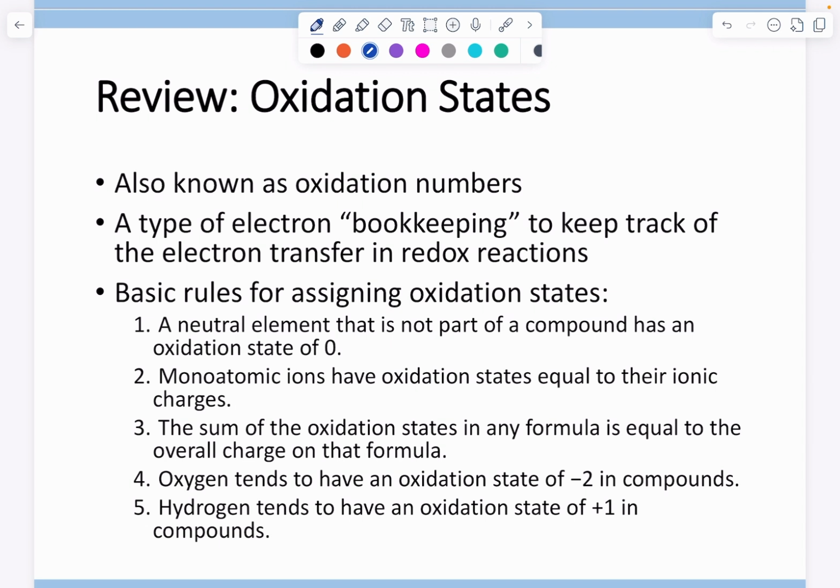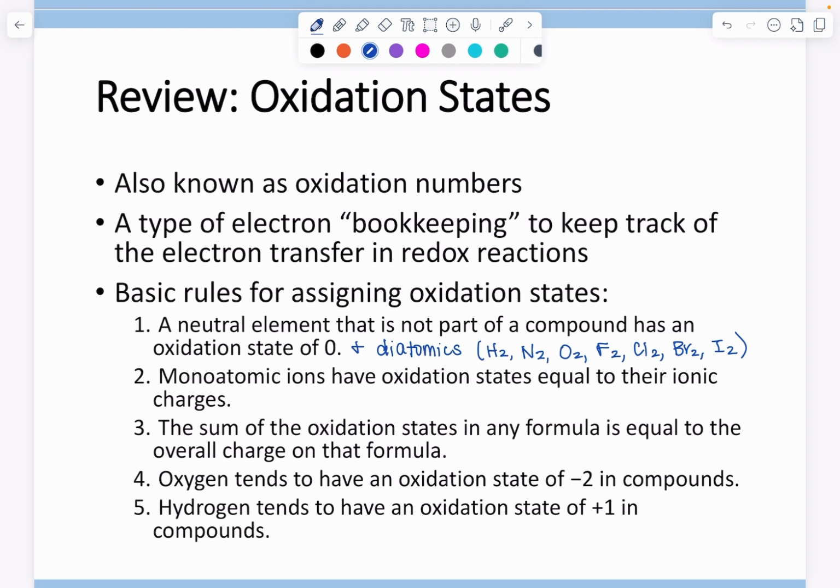So these are our rules. A neutral element that's not part of a compound has an oxidation state of 0. This also includes diatomics, like hydrogen, nitrogen, oxygen, fluorine, chlorine, bromine, and iodine. So these exist naturally as a diatomic, and so any of these in their gaseous states as a diatomic have an oxidation state of 0.